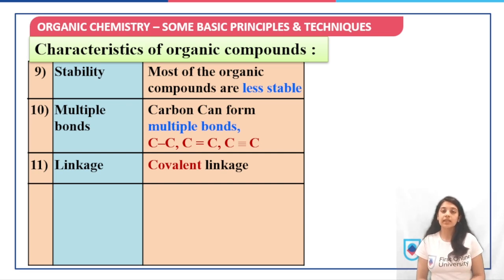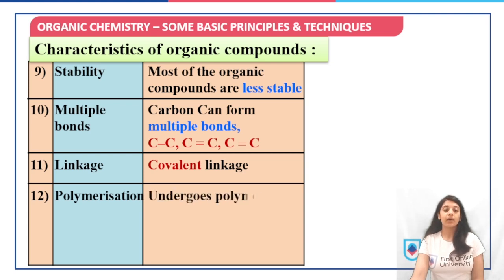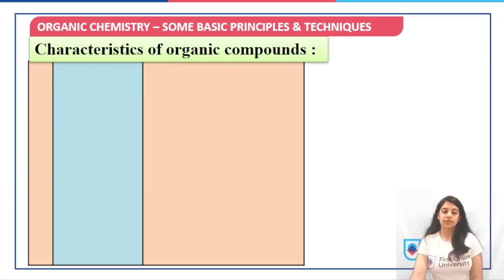You will never see that organic compounds are ionic in nature, although there are always exceptions existing because chemistry is all about exceptions. 12th characteristic is polymerization. Now, these organic compounds also undergo polymerization. For example, ethene polymerizes to give polythene. We will be discussing this in detail in the polymers chapter.